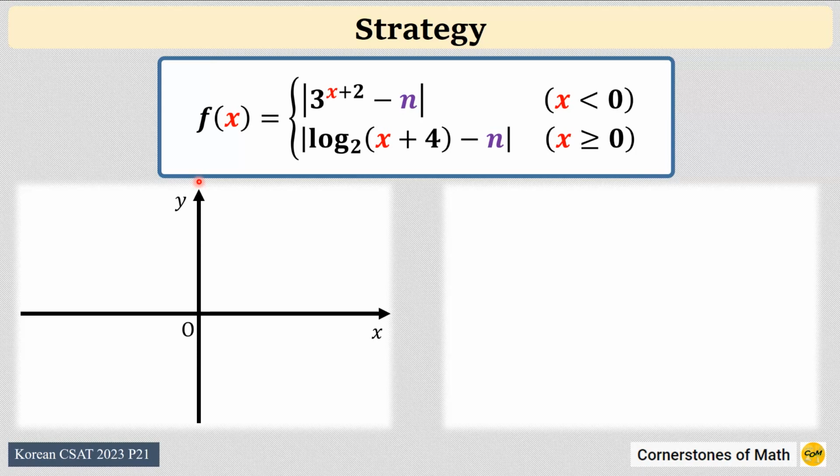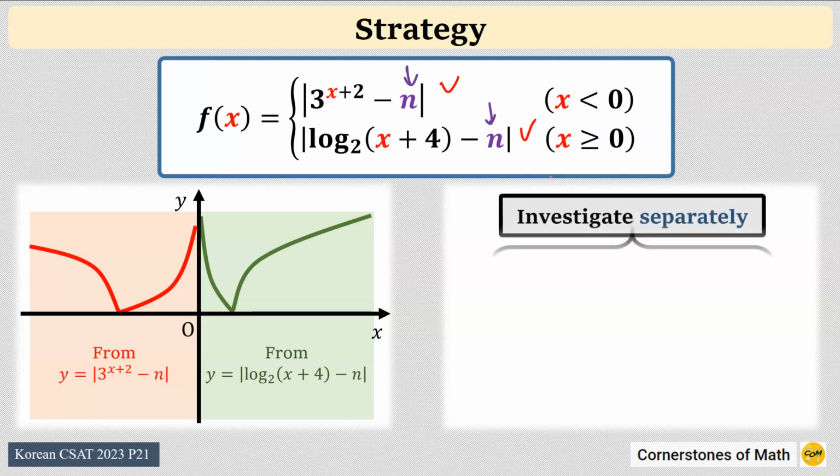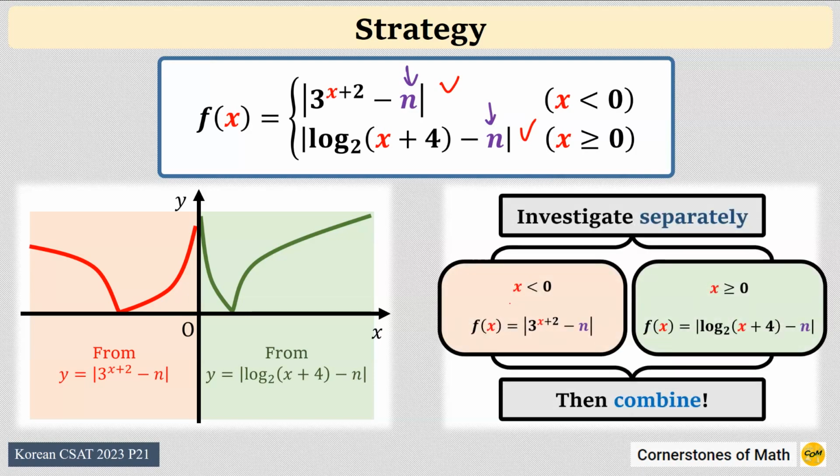The first thing to notice is that this graph is essentially divided into two regions, when x is negative and when x is non-negative. Whatever crazy thing happens with n changing, the graph on the left side of the y-axis will always come from this exponential function, and the graph on the right side of the y-axis will always come from this logarithmic function. So our basic strategy would be like this. We will investigate the graph when x is negative and when x is non-negative separately, and then we will combine the results to obtain the full graph.